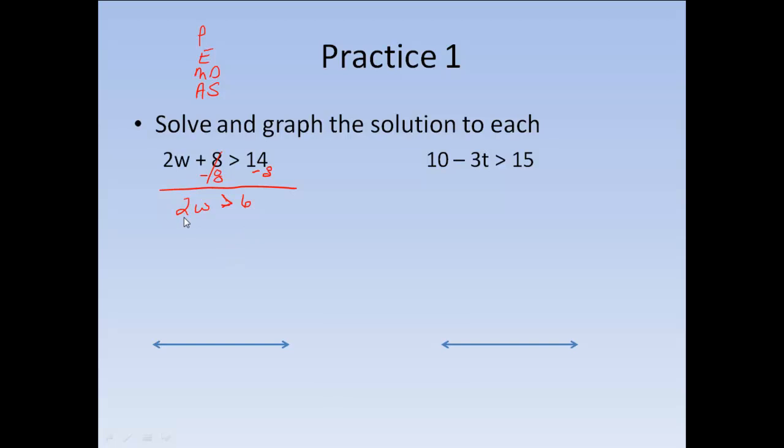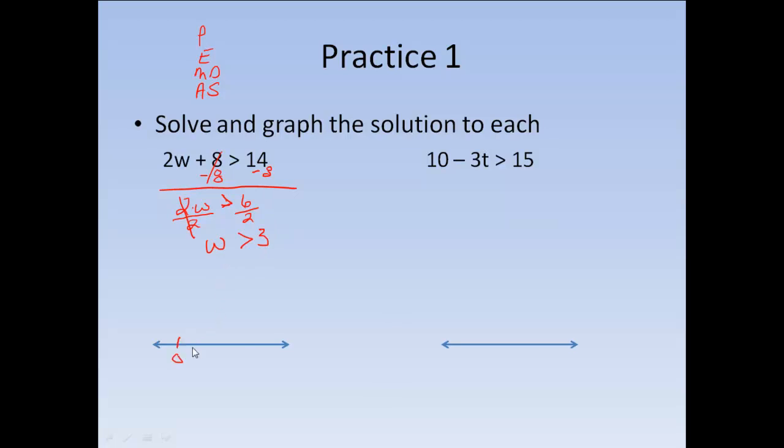Next thing I need to do is get rid of the 2. Well, since it's 2 times w, I have to undo multiplying by dividing. So I have to divide both sides by 2. Now I divided, but since it was not a negative, I just divided by a regular 2, my sign stays the same. So on the left side, my 2's cancel out to be 1's, so I'm left with w is greater than 3. Now to graph this, I go down here to my number line.